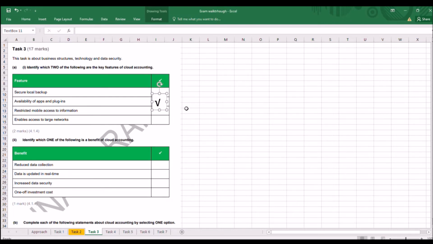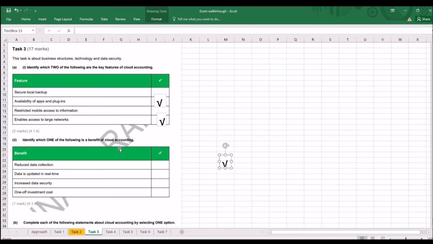It was standardized and available to be much more linked to other software systems, because you've got that expert in that particular thing hosting it and organizing it in the cloud. Restricted mobile access to information. Well, that's the opposite of the cloud, isn't it? Enables access to large networks. Well, it does enable access to large networks. We've got much more ability to either build a large network across the world or have access to large data warehouses, whatever they mean by that statement. Okay, so that's the cloud versus local.